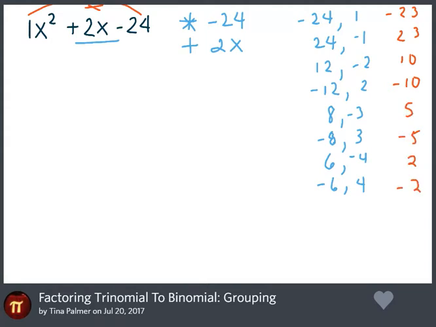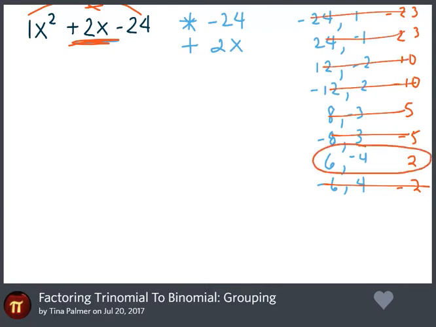And I am looking for two numbers that when I add them together, they add up to be 2x. So I think I'm going to cross off everybody else, and I'm going to get my winner chicken dinner here, because when I add 6 and negative 4, I come out with 2. So if I had 6x and negative 4x, this would come out to be a positive 2x. So in factoring by grouping, what I'm going to do now is I'm just going to rewrite this 2x part as 6x and negative 4x.